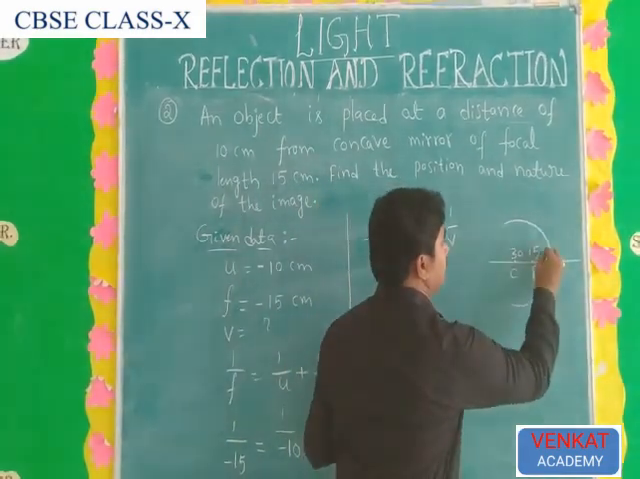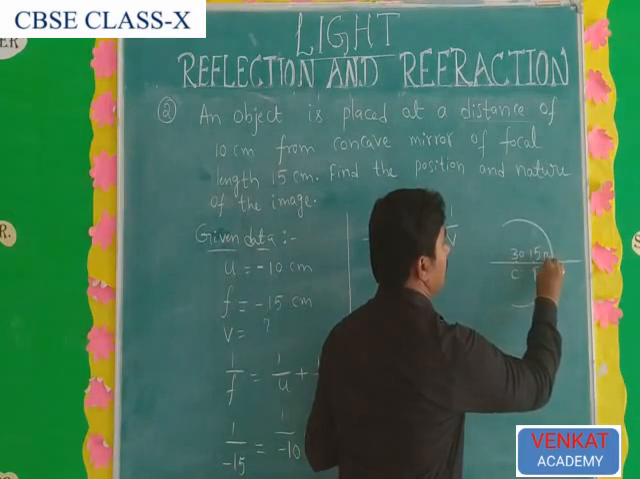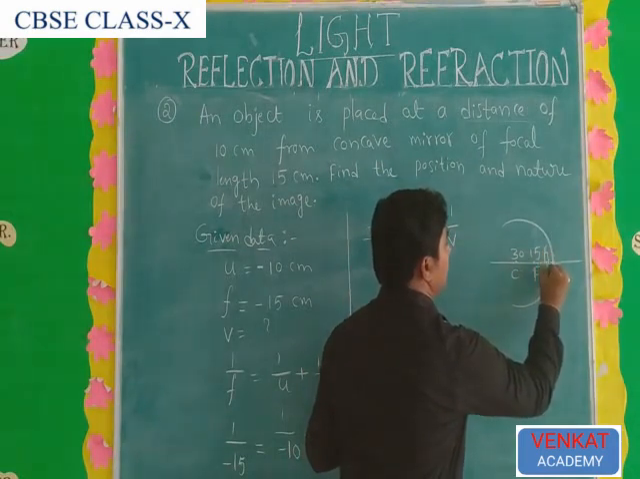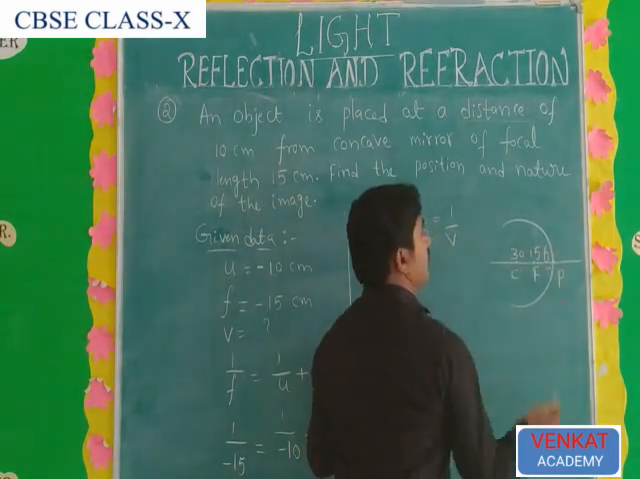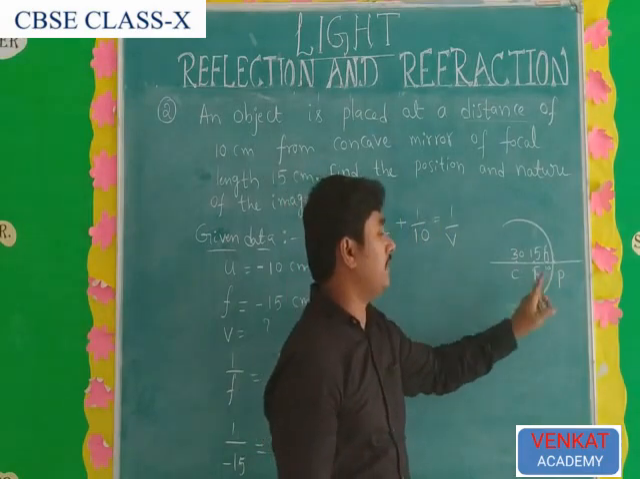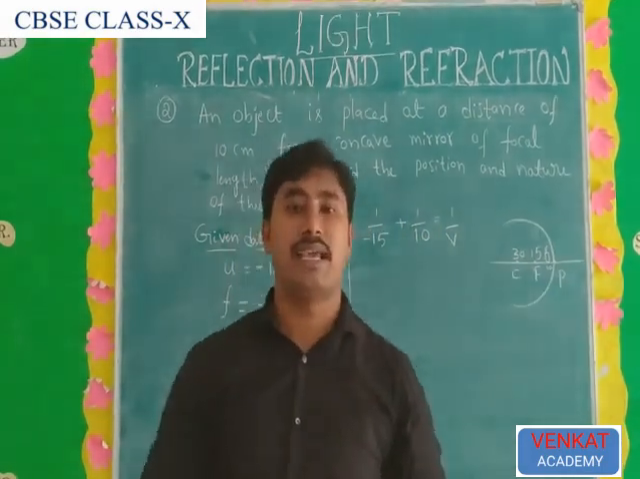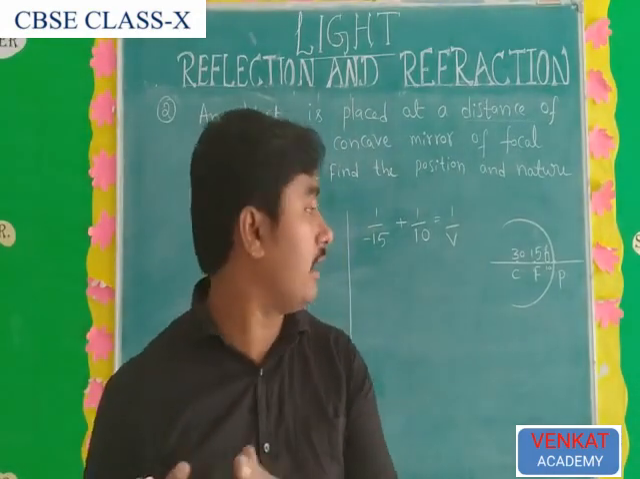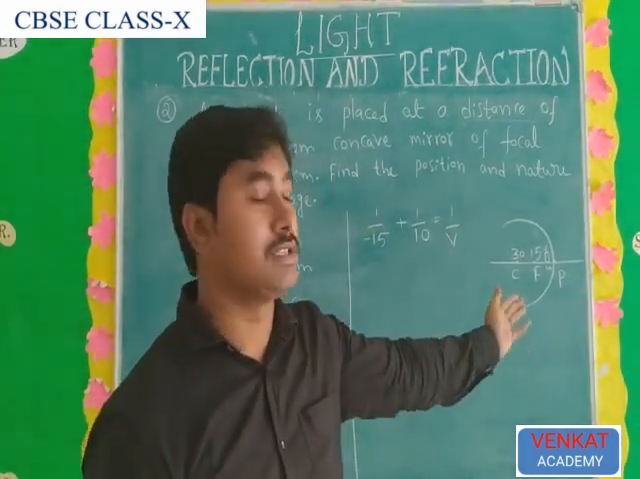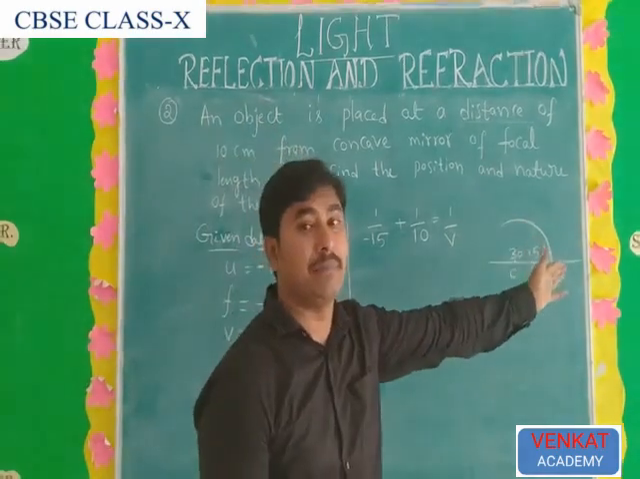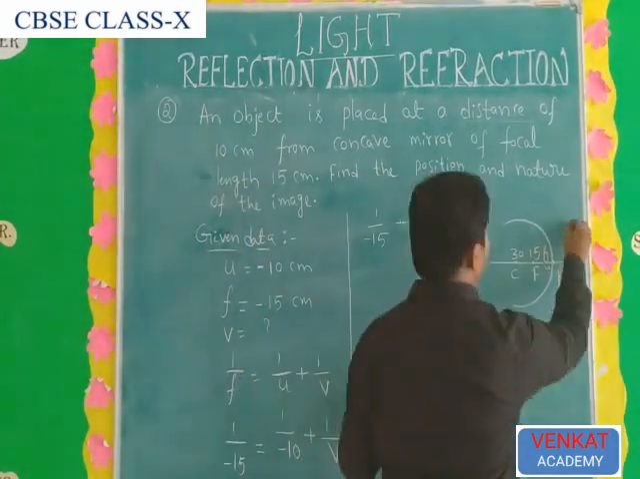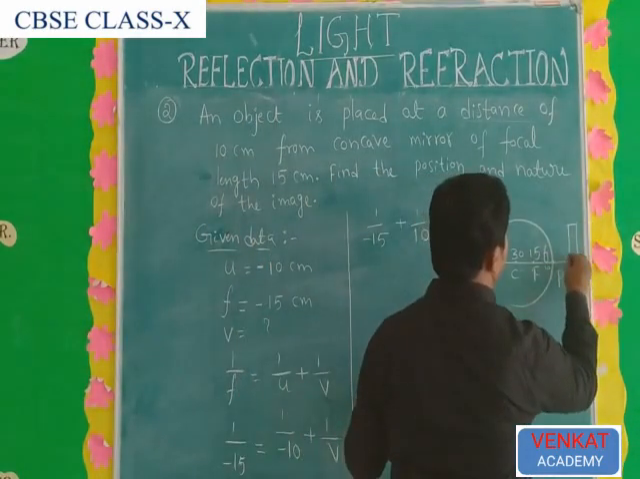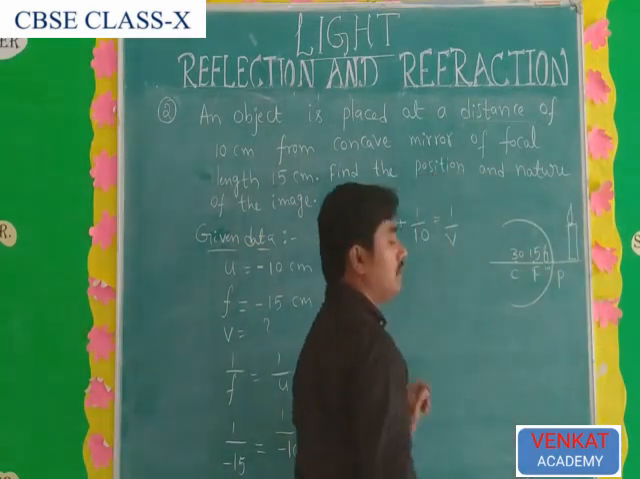Here is the object, here 10 centimeters. So the object is between P and F. What is the case? This is the last case: the object is between P and F. What about the image? The image is formed behind the mirror. Where is the image formed? Behind the mirror. So that is our guessing answer.